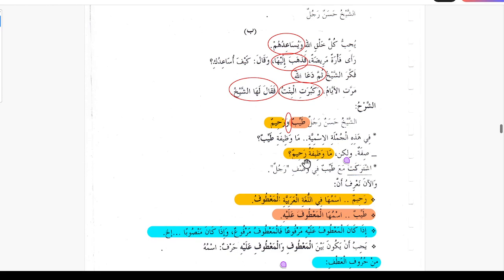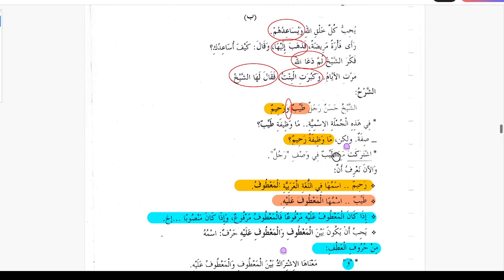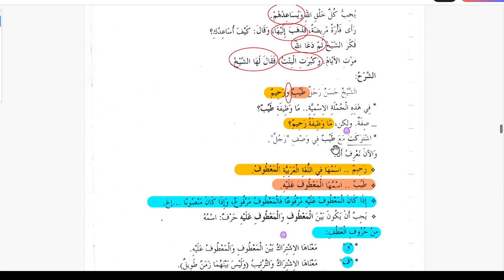Walakin, but ma wazifatu rahim? What is the function of rahim? So rahim is a sifa, and this rahim is separated by waw. Ishtarakat ma tayyibun fi wasfi rajulun. So actually this is also a sifa. This is joining tayyib, and this also describes the man, like a good man and a compassionate man. So it is joining with tayyib in the description of a man.